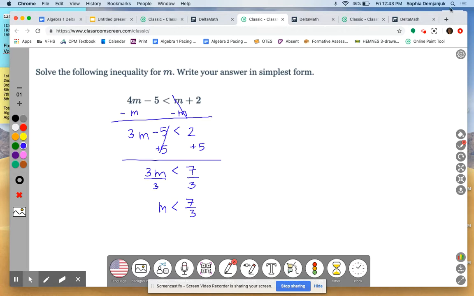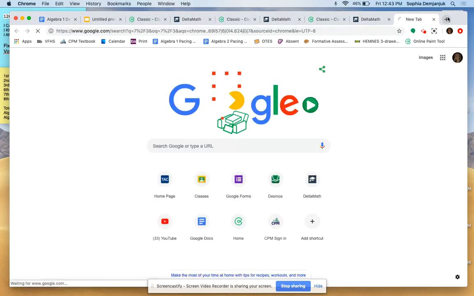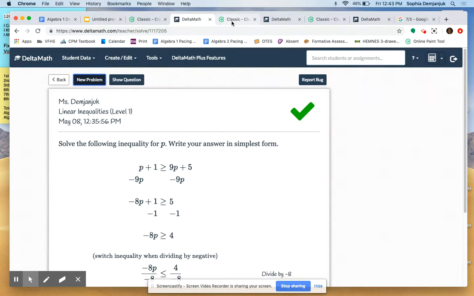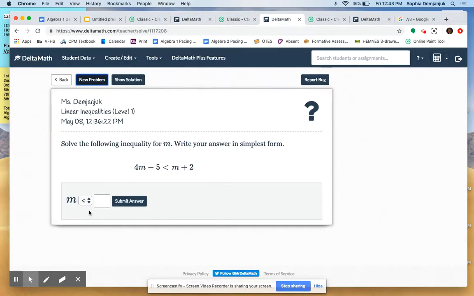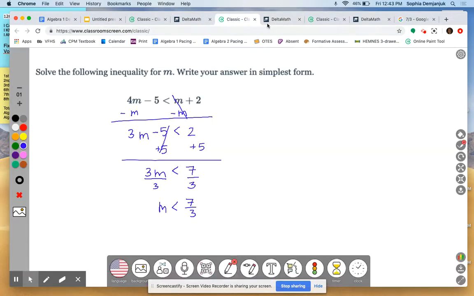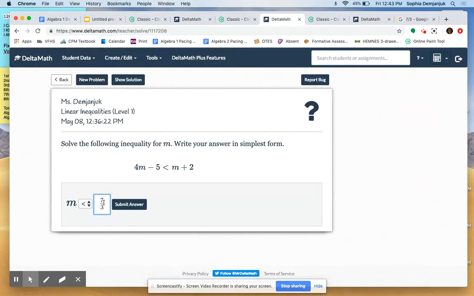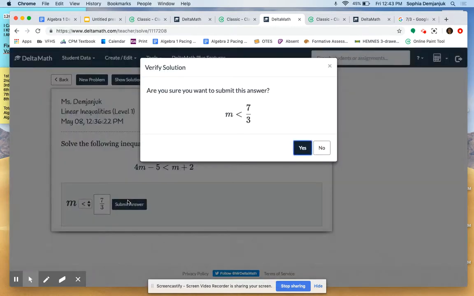If you went to type 7 divided by 3 in your calculator, it would give you a long repeating decimal, 2.33. I'm not going to input that into my calculator and write out that repeating decimal into Delta Math because it's repeating. I'm just going to leave it as the simple fraction 7/3. So I need to make sure I have the correct symbol, less than, yes, and then 7/3. And I just used the question mark keyboard button on my laptop to do the division, 7/3.